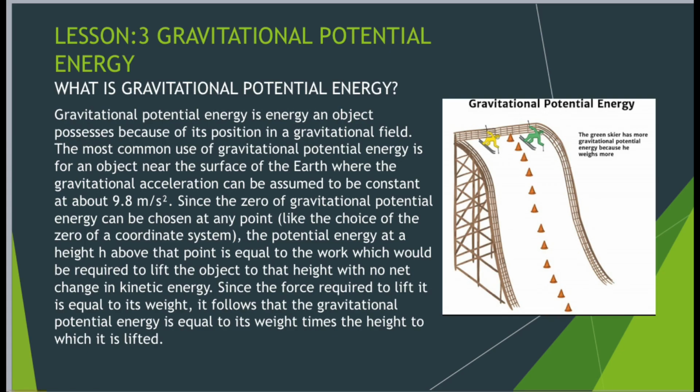Since the zero of gravitational potential energy can be chosen at any point, the potential energy at a height h above that point is equal to the work which would be required to lift the object to that height with no net change in kinetic energy. Since the force required to lift it is equal to its weight, it follows that the gravitational potential energy is equal to its weight times the height to which it is lifted.